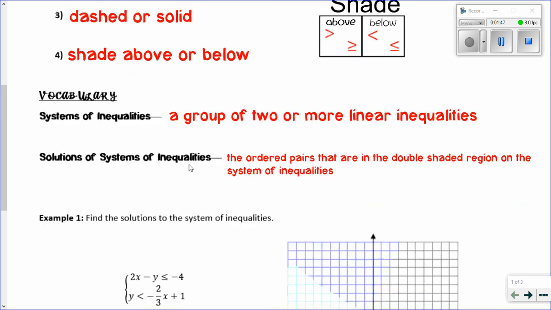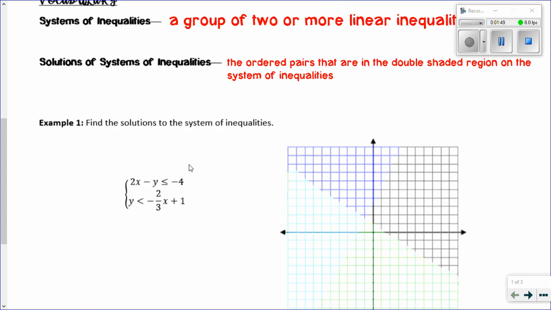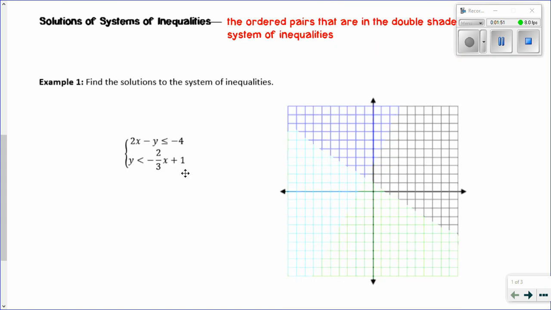Okay? So example 1, we're going to find the solutions to this. My graph looks weird because of the stuff I put on it. Ignore it. Okay? So first I need to get these both into slope-intercept form. The bottom one already is, the top one is not.